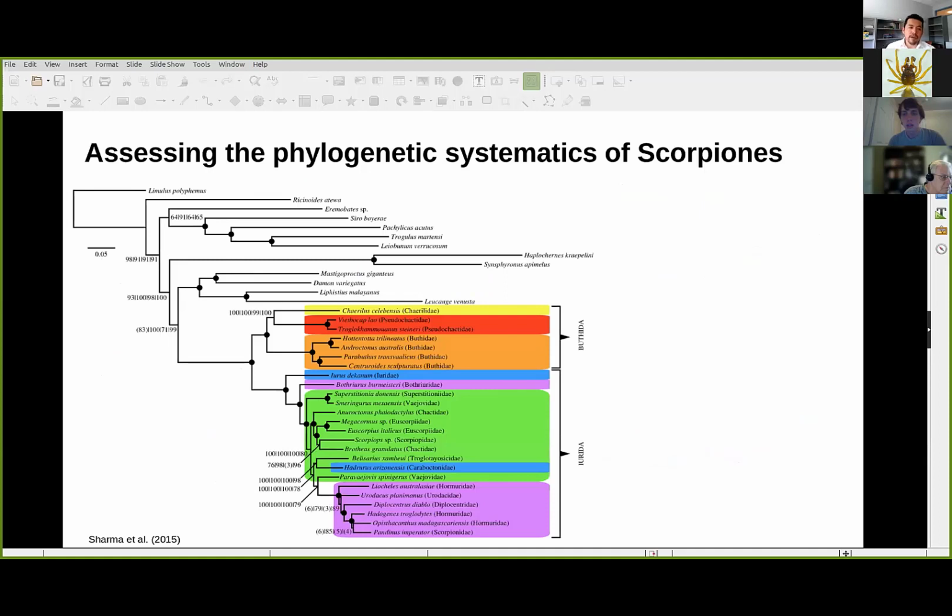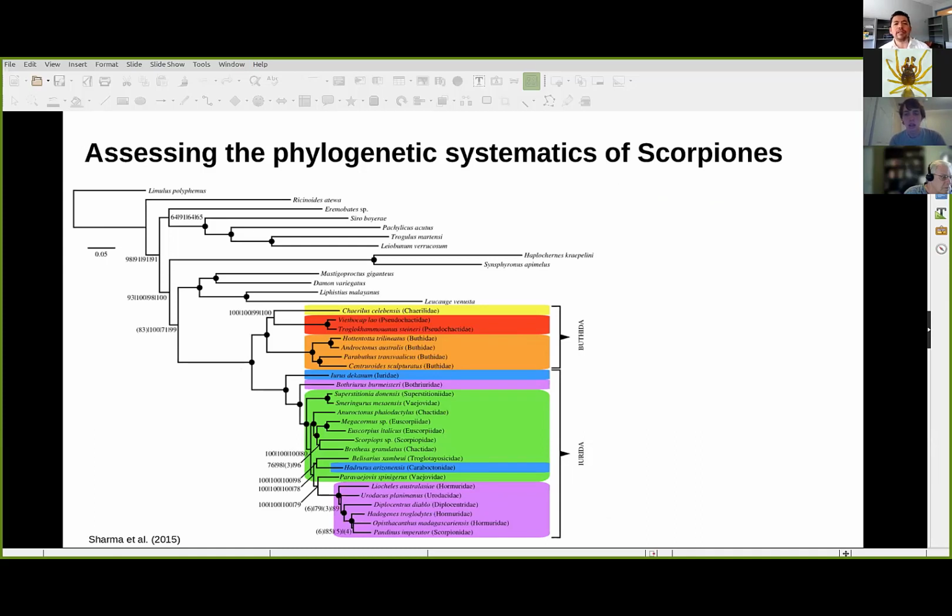Okay, but one of the things that was banning the evolutionary study of venom in scorpions was the fact that we didn't have an organized phylogenetic framework until 2015, where Prashant and collaborators published this nice tree. Although, unfortunately, the sampling was, well, slightly poor. Sorry to say that, Prashant. But there were some scorpion species that were missing in this tree.